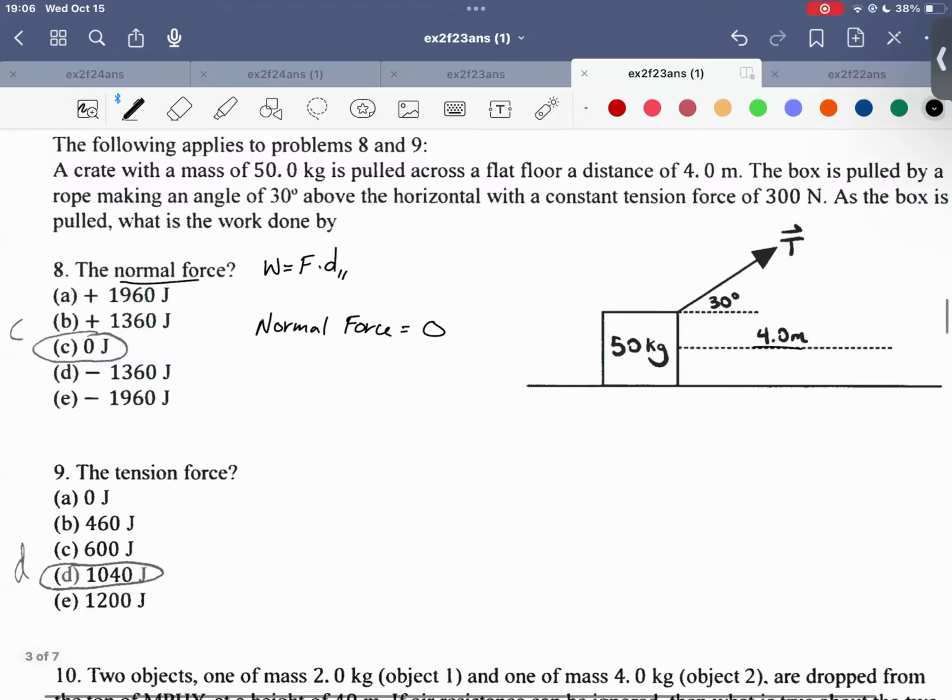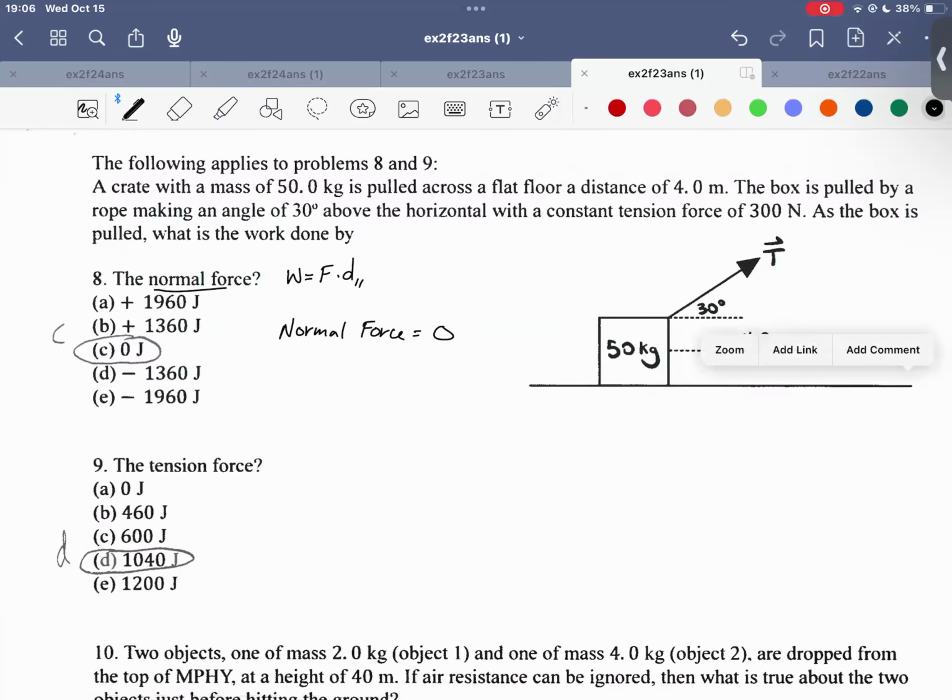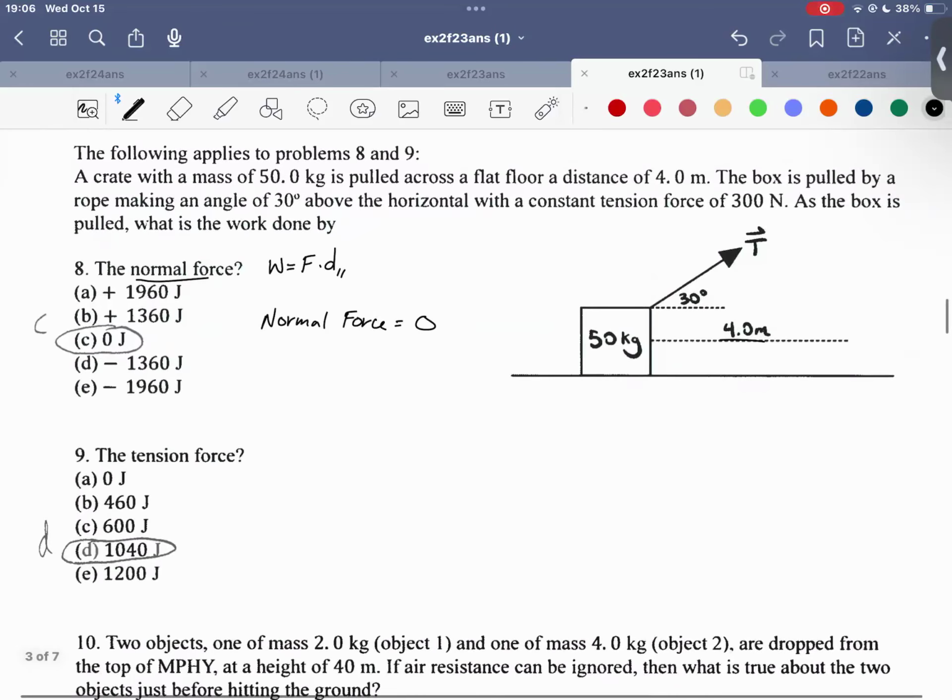Okay, and for 9, the tension force, so this force provided here, what is the work done by that force? Again, since we only work in parallels, we don't have any vertical displacement. That means we have to work only in the x direction because we only have x displacement right here, right? So that means we have to adjust our tension force.